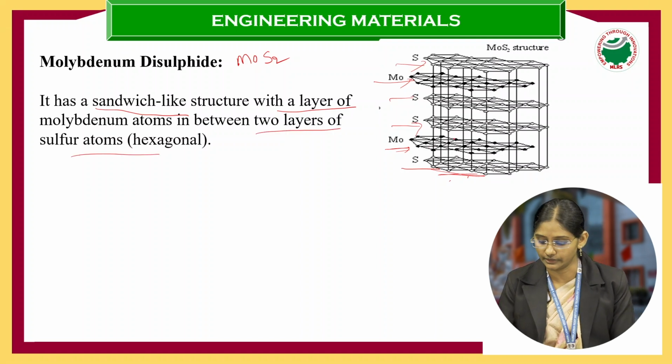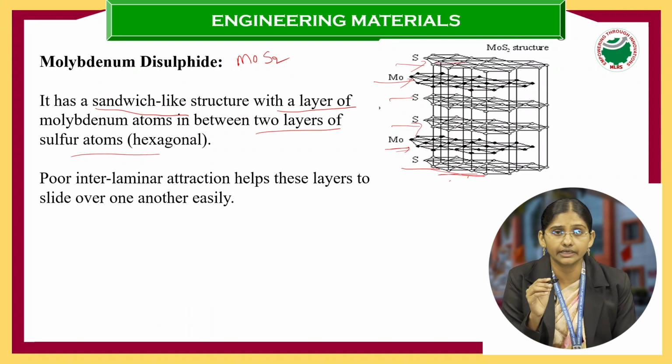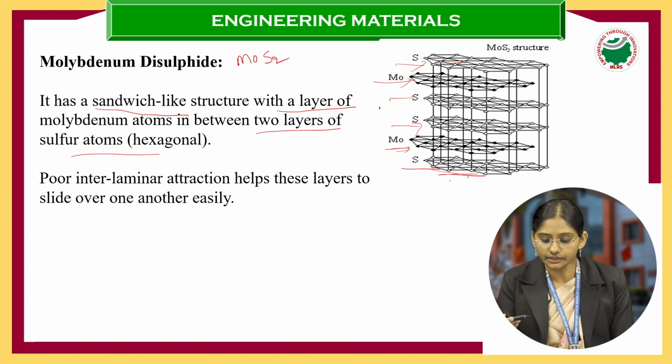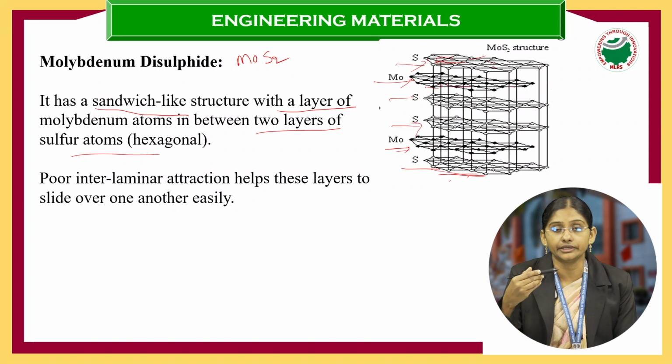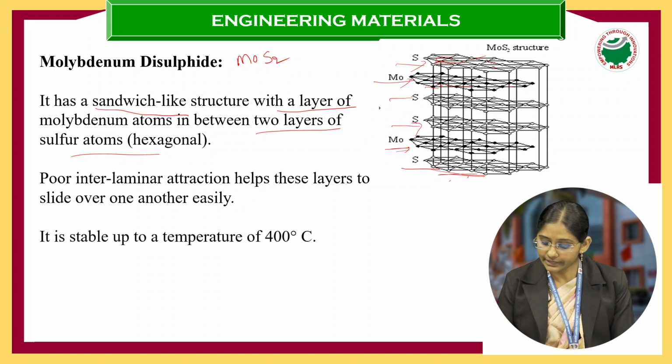All these are hexagonal. And just like graphite, where strong covalent bonds are there between the carbon atoms and weak van der Waals forces are there between the two layers, here also, between the sulfur atoms strong covalent bonds are there, and between the molybdenum atoms also strong covalent bonds are there. But between the two layers, there are weak van der Waals forces. Here also it is a layer structure, so that's why this one can be effectively used. It is stable up to a temperature of 400 degrees centigrade.